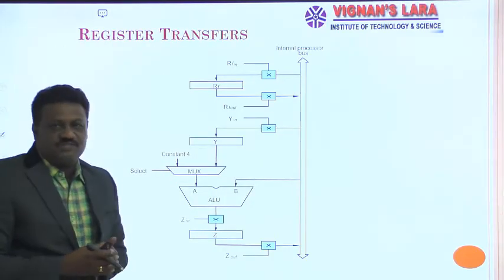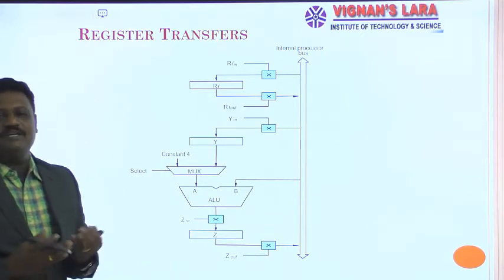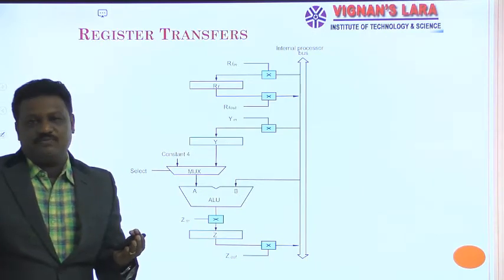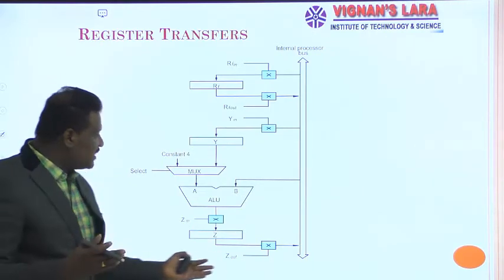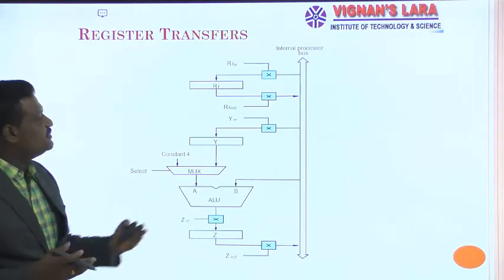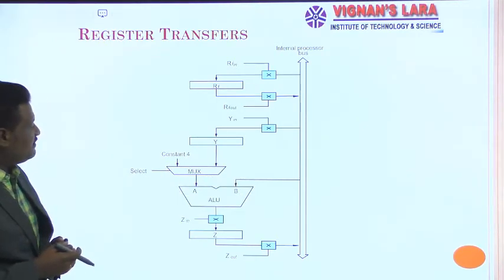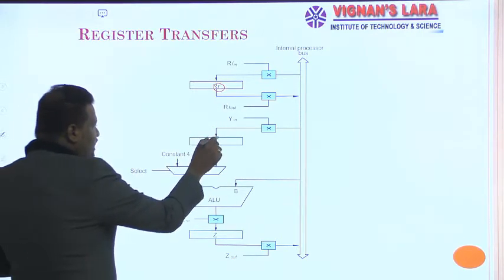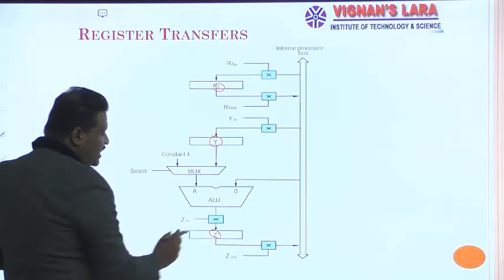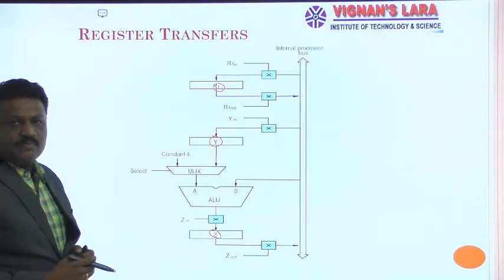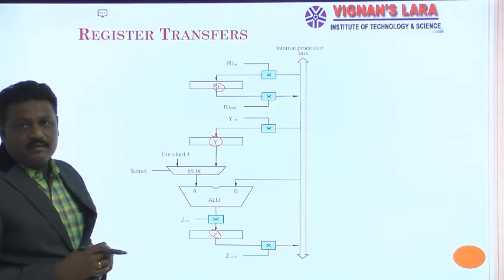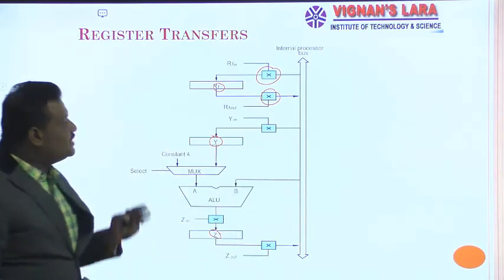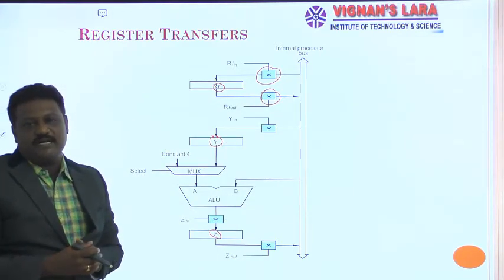Now, register transfers: how we transfer data between internal registers, as well as from an internal register to the ALU. I can explain this with the help of this diagram. Here I have a register Ri, a register Y, and a register Z. If you observe register Ri, it has two control logics, one at the input side and the second at the output side.